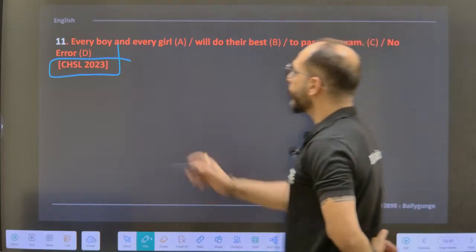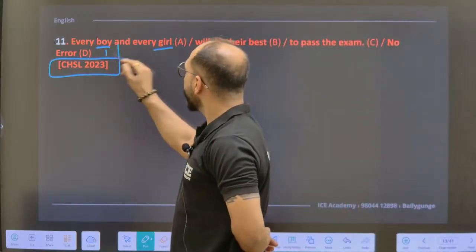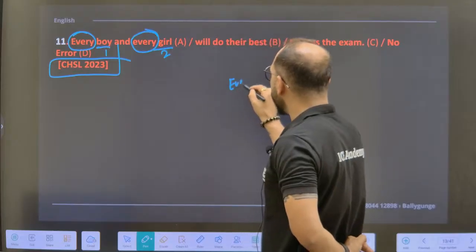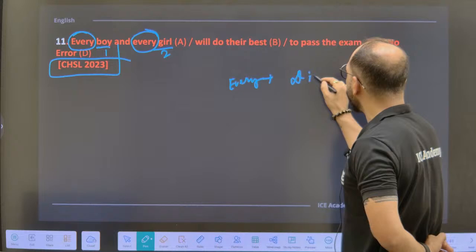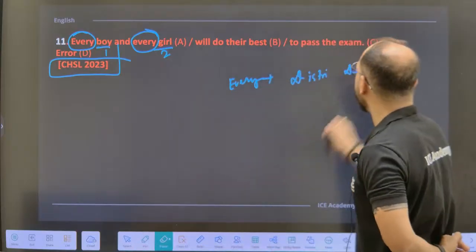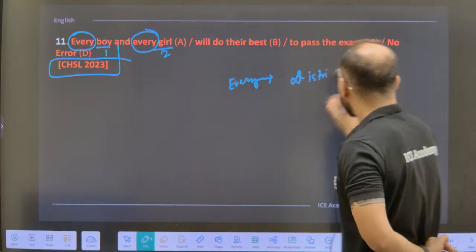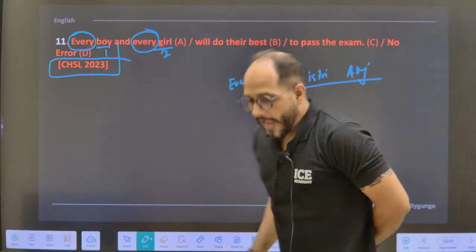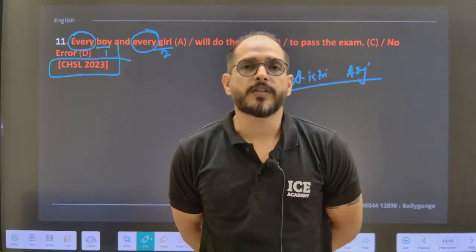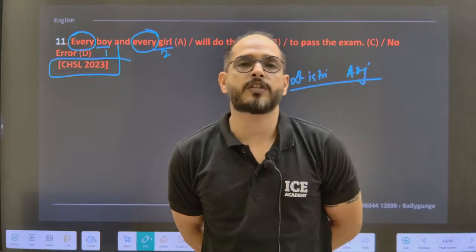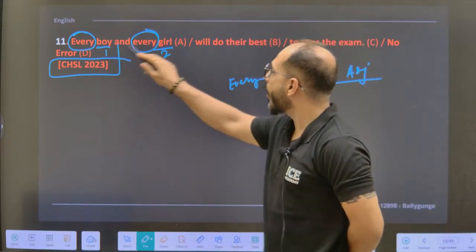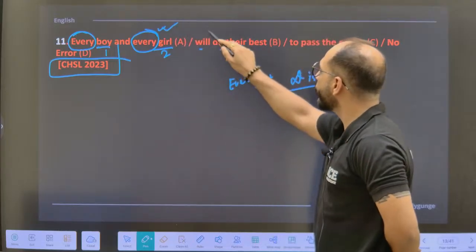Every boy and every girl. Look, here in this sentence, boy and girl are two different nouns preceded by every. I have already said this, every is a distributive determiner, in this sentence a distributive adjective. As it is a distributive adjective or determiner, it is always singular. We also know that if you are using them in a sentence, we have to use a singular verb as well as a singular pronoun. So every boy and every girl, this part of the sentence is correct. Will do, this part is also correct.